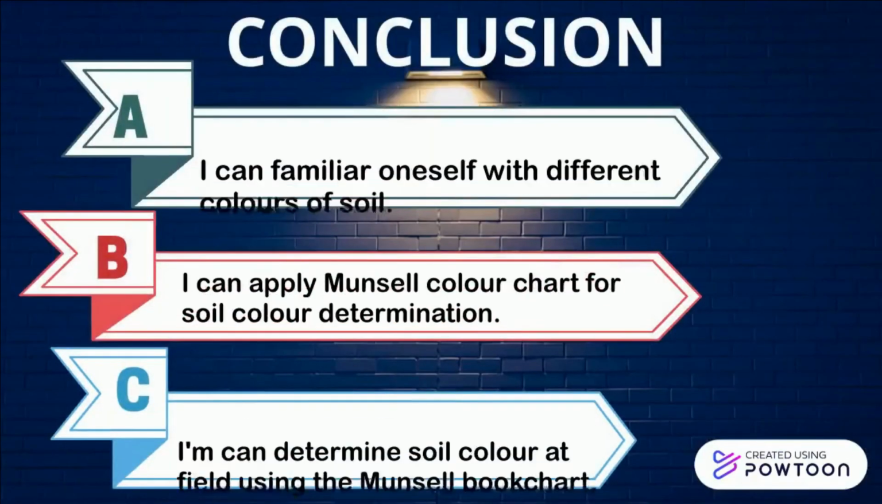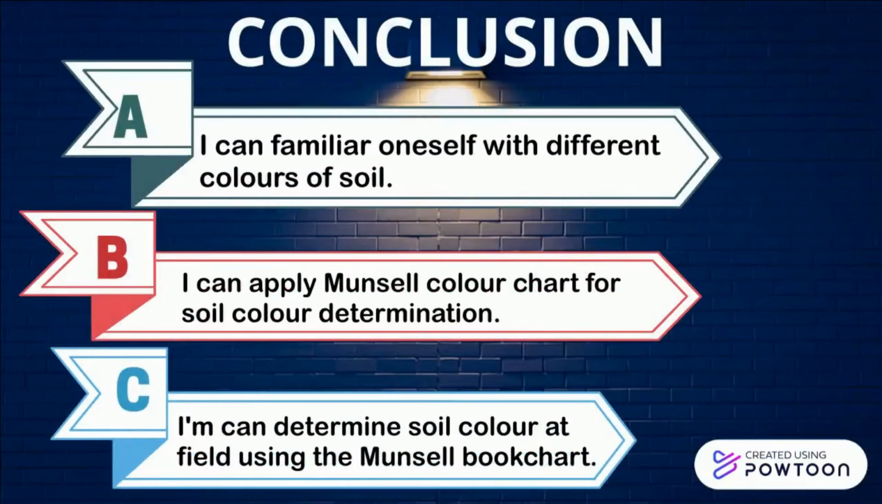In conclusion, at the end of the experiment, I can familiarize myself with different colors of soil, and I can apply the Munsell color chart for soil color determination. And lastly, I can determine soil color in the field using the Munsell book chart.